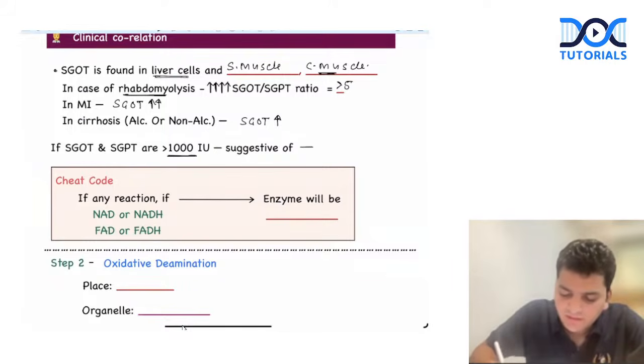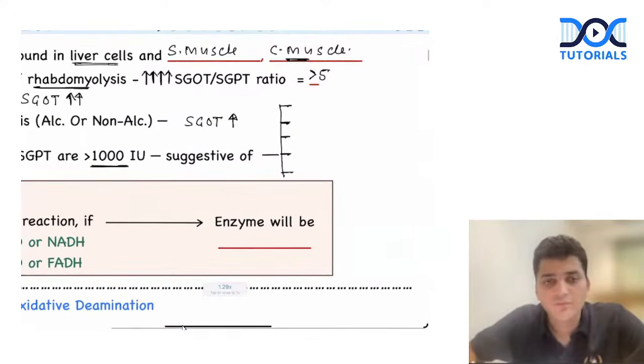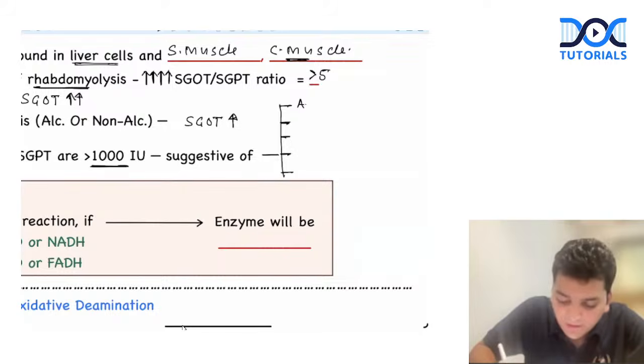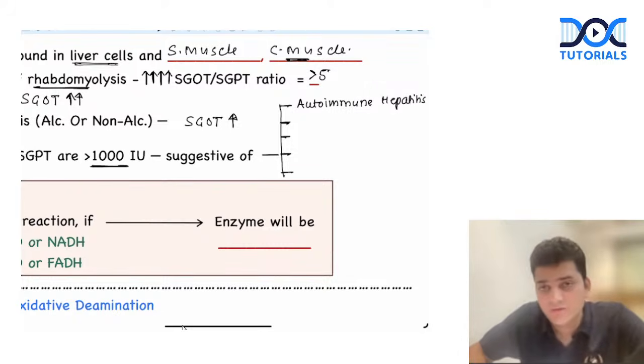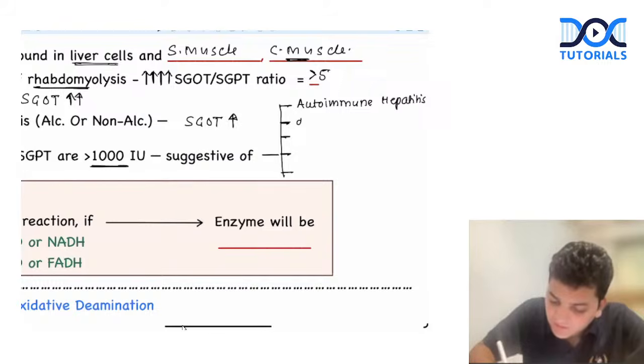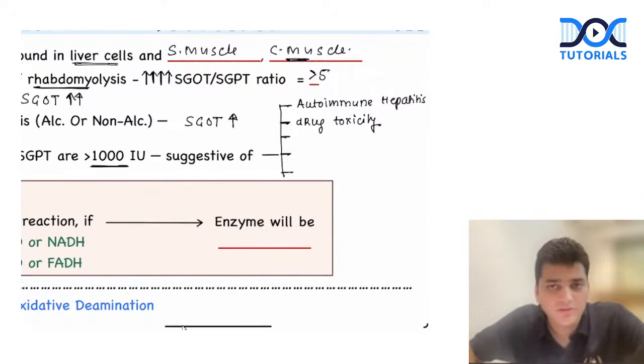Can you tell me the few diseases where the SGOT, SGPT will be in thousands, 5,000, 10,000, 8,000? What are the few diseases where the SGOT, SGPT is in the 1,000s? One is autoimmune hepatitis. We will discuss it in gastroenterology. In autoimmune hepatitis, the SGOT, SGPT will be in thousands. Then, yes, it is drug toxicity. Drug toxicity can lead to SGOT, SGPT in the thousands.